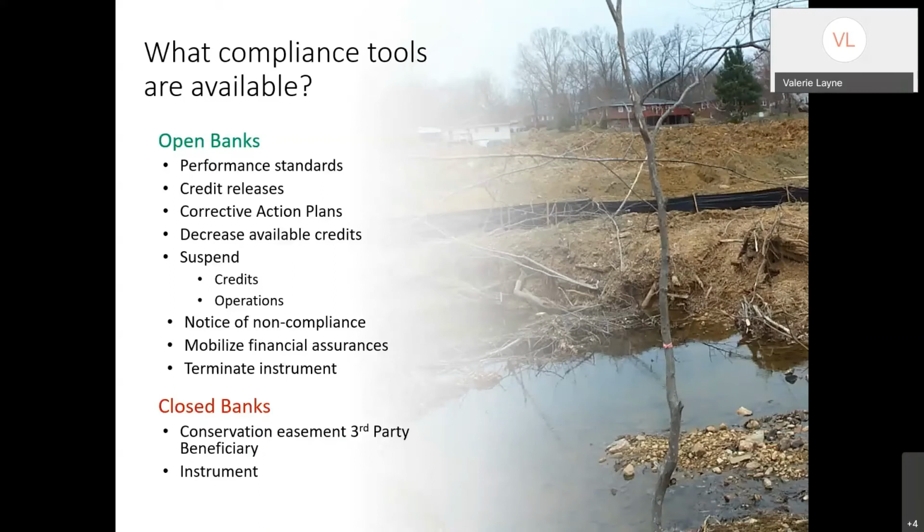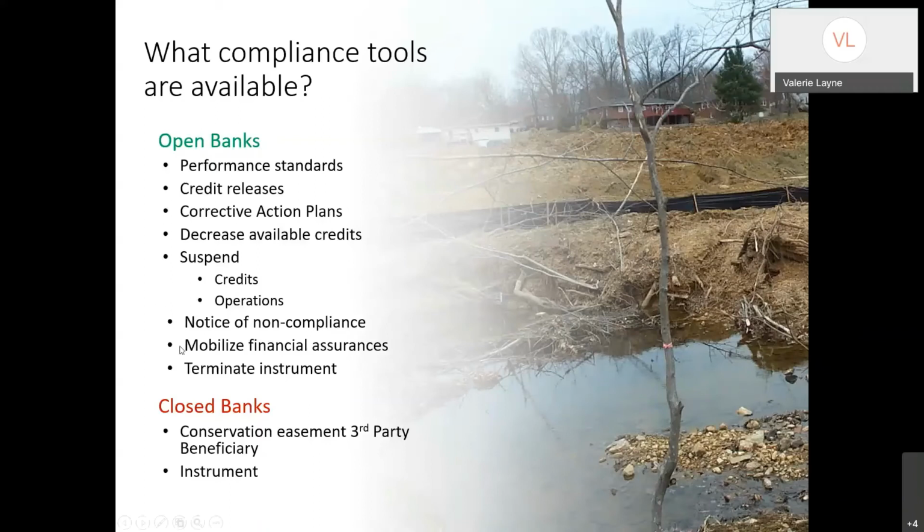If it's not feasible to replace it somewhere else, we can write this part of it off and just decrease the number of credits that the bank can sell for that credit type. And that has worked. Suspension is normally temporary, and you can suspend either the credits or the operations of the entire bank. Like I said, this should not be a permanent thing. And as far as I know, there's only been 2 conservation banks that have been suspended.